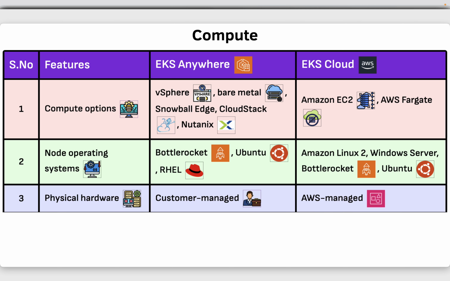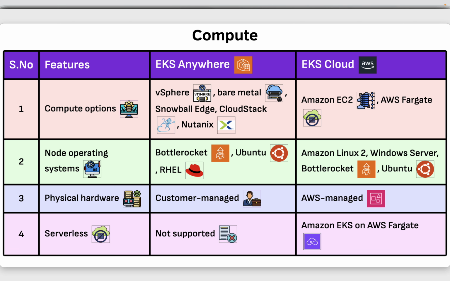Physical hardware is customer managed, and for EKS it is AWS managed for the control plane, and for the whole compute. And whether it's serverless or not: serverless is not supported for Anywhere. But for EKS Cloud, we have the AWS Fargate option, and it can run, as I talked about, EC2 and Fargate. So Fargate is serverless.